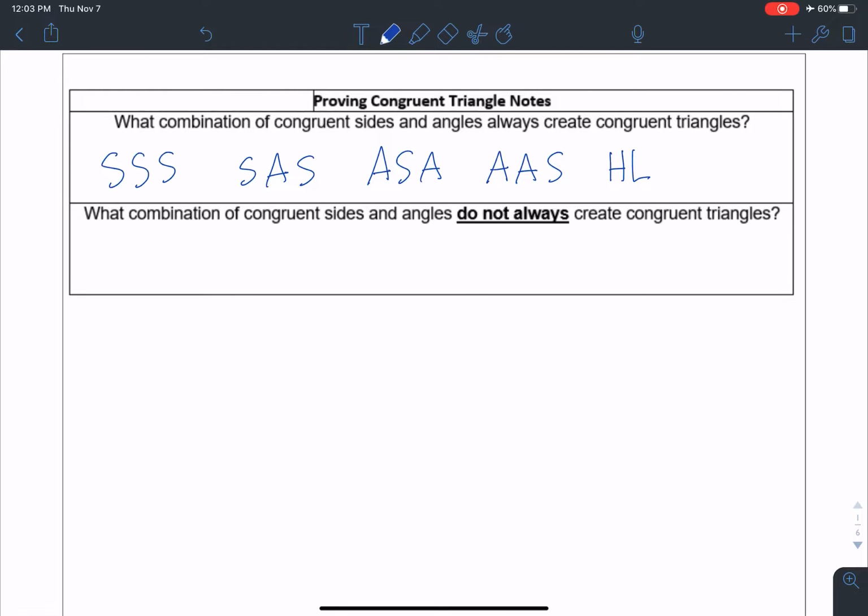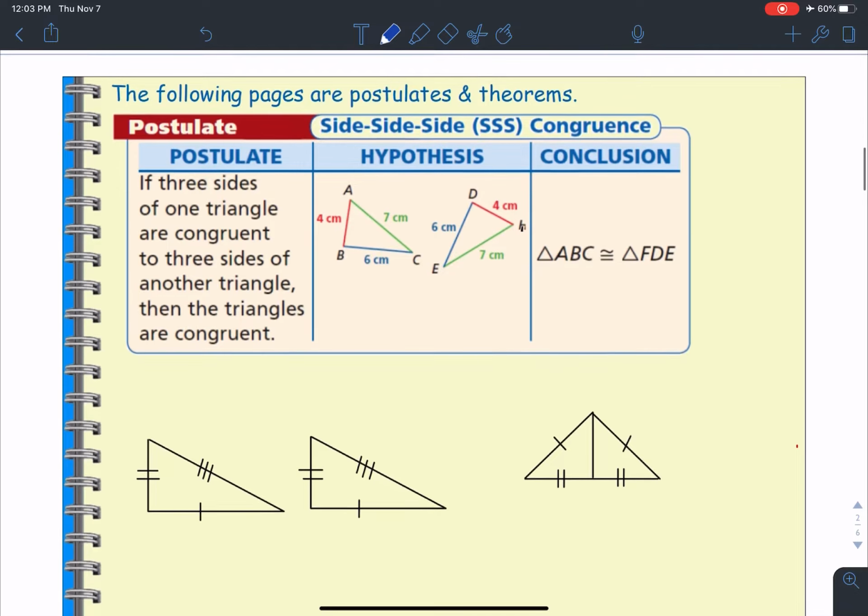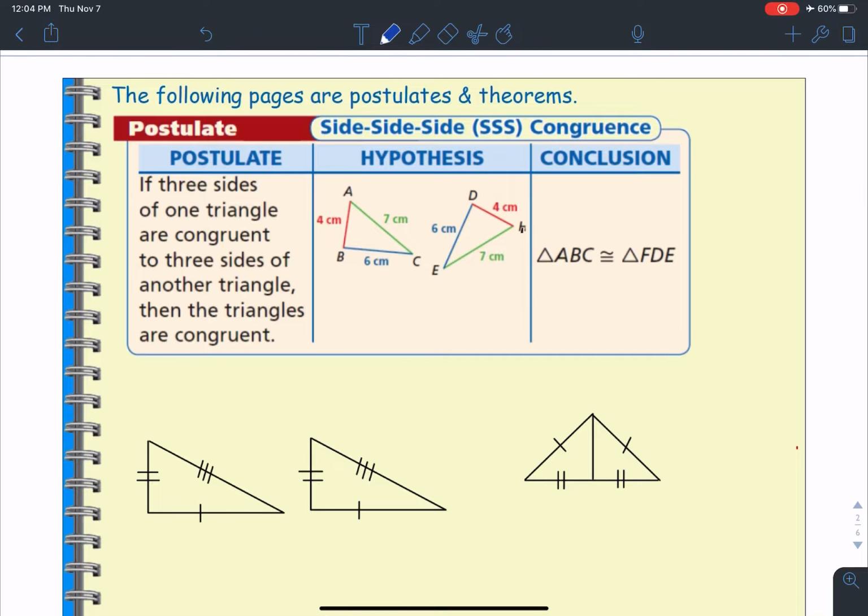The ones that did not make congruent triangles were angle, angle, angle. They made different sizes. And side, side, angle. So those two do not make congruent triangles. So we're going to kind of look at the pictures here that we have. So the first one we're going to talk about is side, side, side.